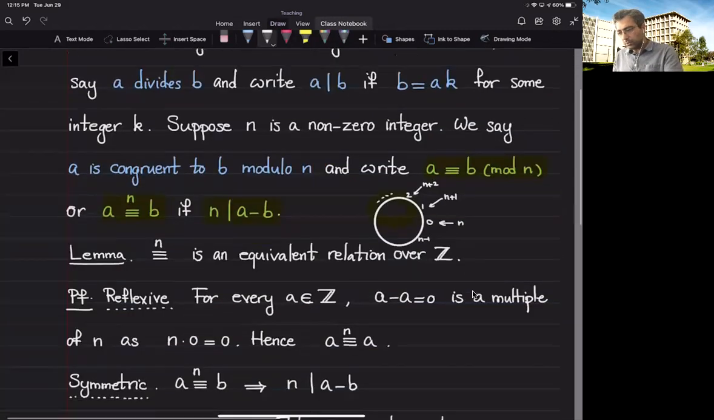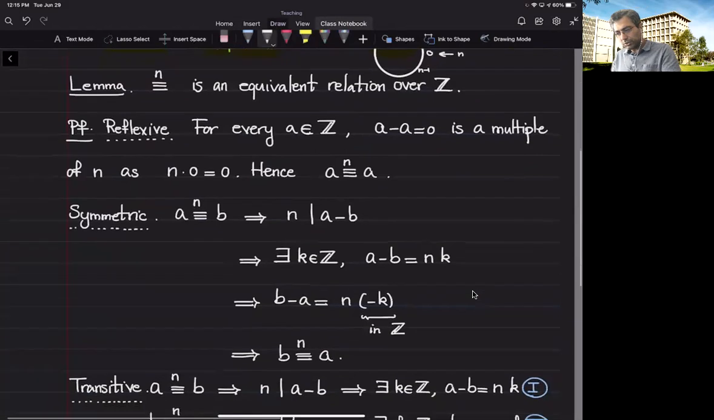Okay, so one of the things that we want to recall about this relation is that it is an equivalence relation. So a is congruent to b mod n gives us an equivalence relation over the set of integers. What does that mean? What should we show? A relation is an equivalence relation if it satisfies three properties. It is reflexive, it is symmetric, and it is transitive.